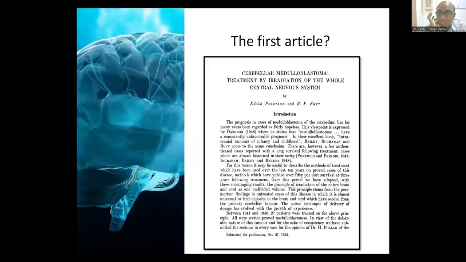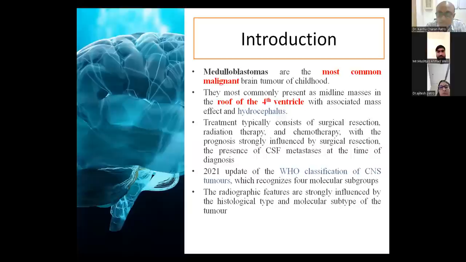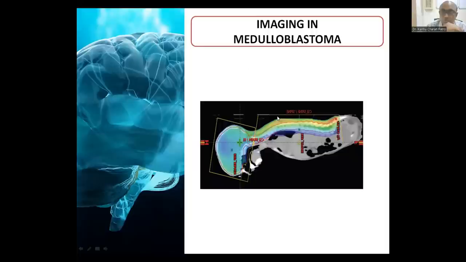So let's discuss medulloblastoma. Medulloblastoma is the most common malignant brain tumor of childhood. It most commonly presents as a midline mass in the fourth ventricle. Treatment typically consists of surgical resection followed by radiation therapy, with concurrent and adjuvant chemotherapy, and prognosis is strongly influenced by surgical resection and CSF metastasis at diagnosis. The 2021 WHO classification update includes the molecular subgroups. The radiographic features are strongly influenced by the histological type and molecular subtype of the tumor. Usually we treat medulloblastoma in the prone position.